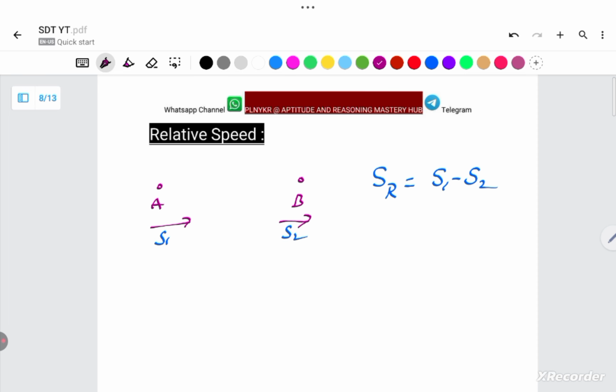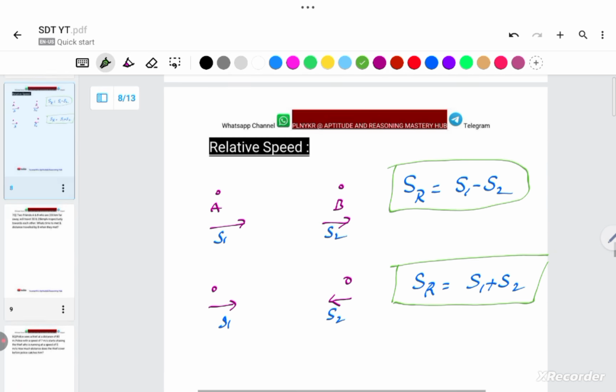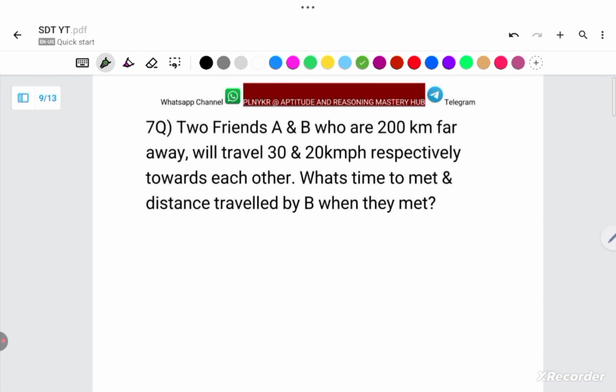In case the objects or persons are moving in opposite directions, that is towards each other, then the relative speed will be the sum of speeds. You can ask me why it is the difference when traveling in the same direction and the sum in opposite directions. Try to understand with the questions below. The first one, instead of solving with relative speed, I will explain with the traditional way. Then we'll get an idea why you should add when they are traveling in opposite directions.